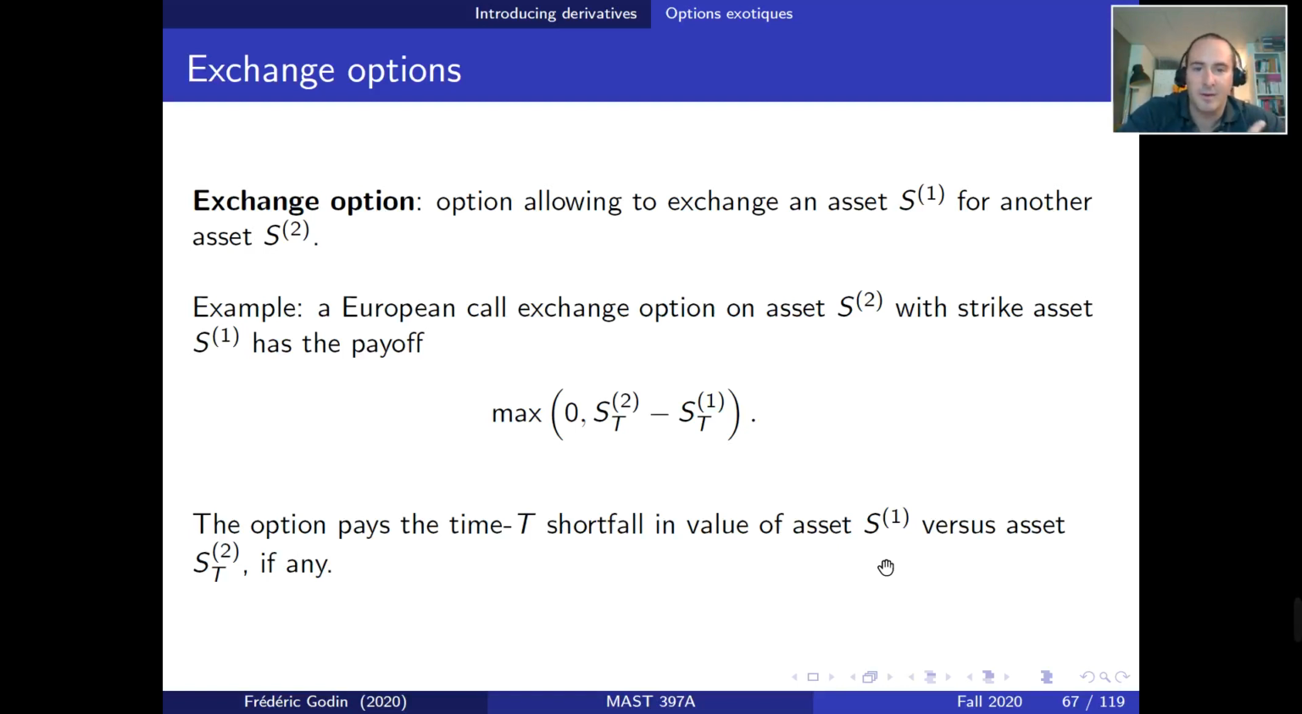If you have a European call option on asset 2 with strike asset 1, then the payoff at maturity is the maximum between 0, if the option is not exercised, and S2 minus S1 if the option is exercised at maturity, meaning that you receive the asset S2 and you pay the asset S1. So that option pays off the difference in value between 2 assets if this difference is positive.